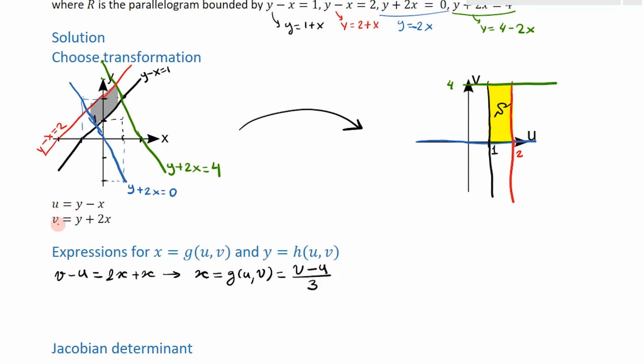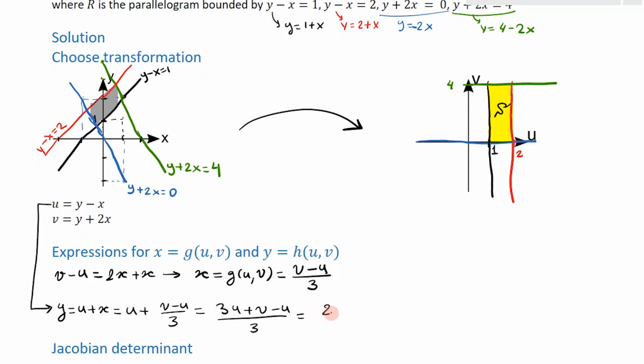To get y, we could, let's say, use this one. We could write y as u plus x. So then this is equal to u plus v minus u over 3. This is equal to 3u plus v minus u over 3, which equals 2u plus v over 3. This gives us y, which is equal to some function of u and v, h, equals 2u plus v over 3.